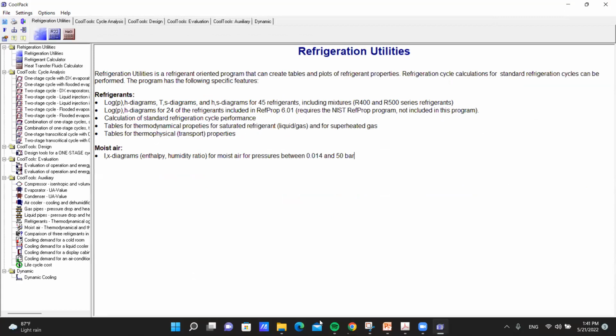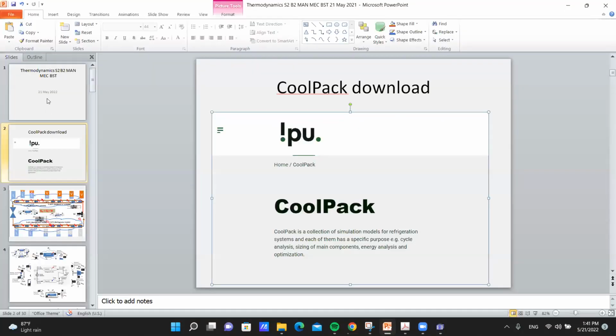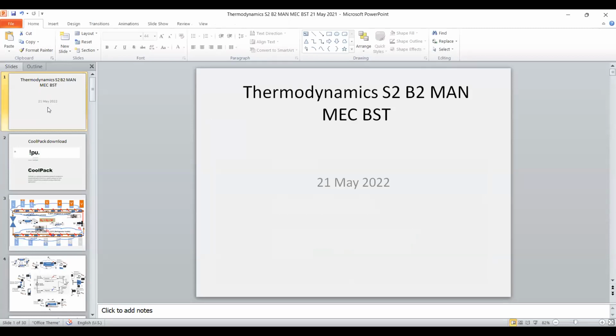So let's go to the daily notes today. I had a little free time, so I have prepared your presentation today. Today, 21st May 2022. So Thermodynamics, welcome all semester 2 B2 manufacturing, mechatronics and BST for today's thermodynamics session. Continuation from the previous session. I think previous means last week. We missed the session. So before last week.